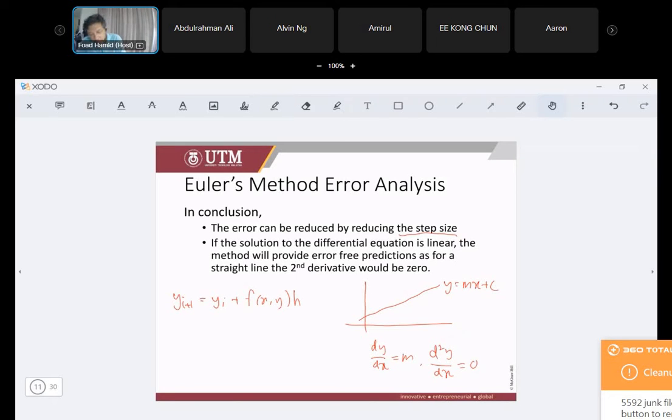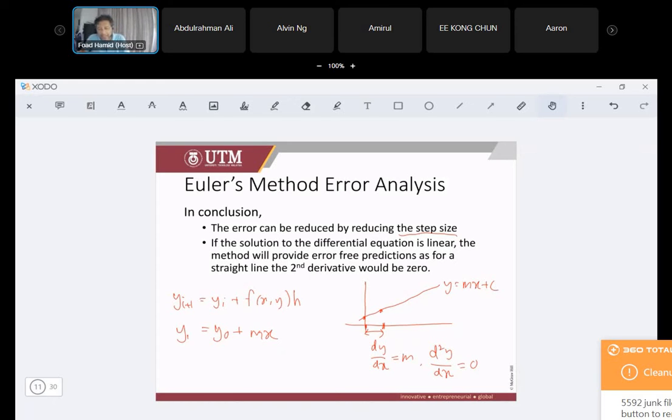So our y(i+1) is just, let's say this is our y0, and this is going to be our y1. So y1 equal to y0 plus, the slope is just m, times h. H can be any number, or in this case, this is our x. So this is just the same thing as a straight line. The method is good for a linear line.